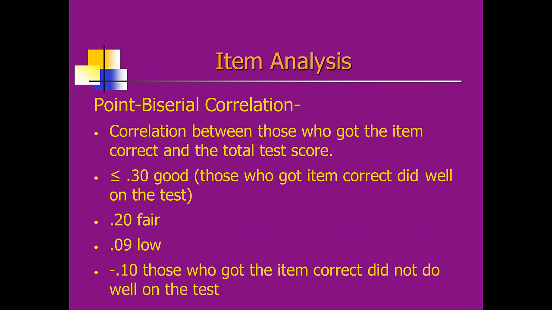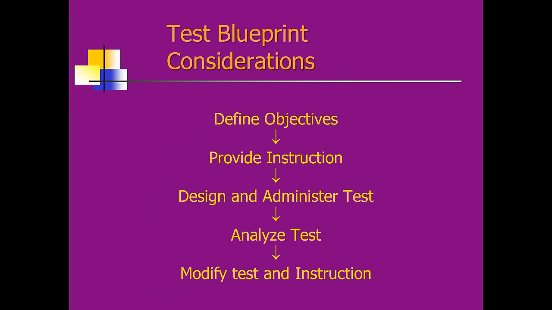Okay. So this point biserial business. Here's kind of the gradient. About 0.30, it's a good question. 0.2 is fair, and 0.09 is low. Now, these are kind of ballpark numbers, but you're going to see on your scale here in just a moment.